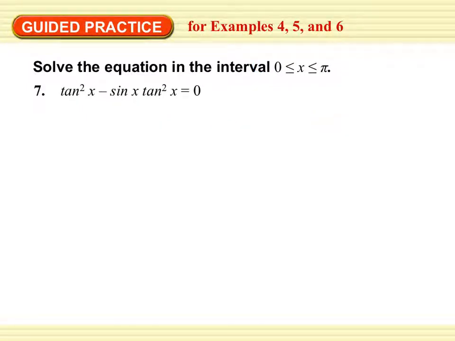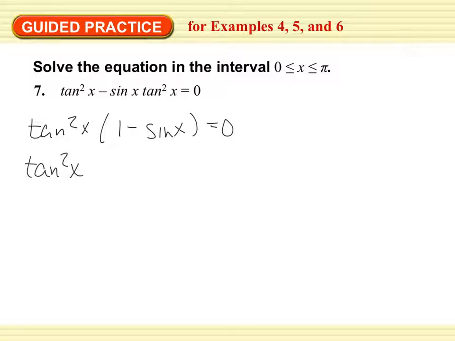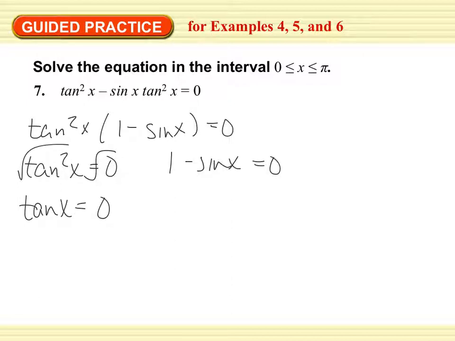And last but not least, let's see, how am I going to solve this one? I think I want to factor out a tan squared x. I have 1 minus sine x left over. And I can do this: tan x equals 0, or 1 minus sine x equals 0. So sine x equals 1, so x is going to equal pi over 2.